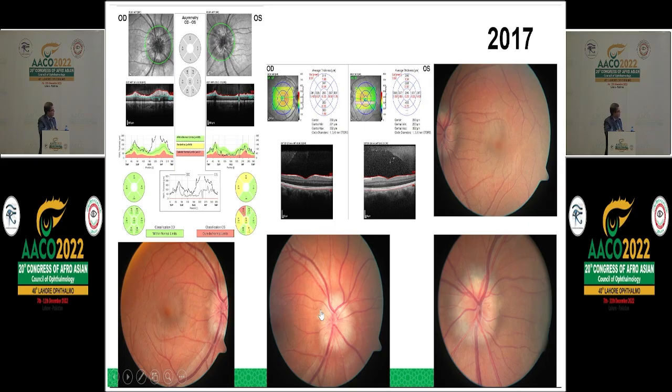Again, you can see an extremely thick nerve fiber layer over here in the right eye, less thick in the left eye. And here are the plots, on another color map. And here's the appearance of the discs as well. So the discs are beginning to change a little bit, but they haven't changed that much.